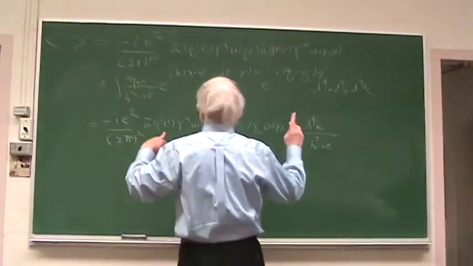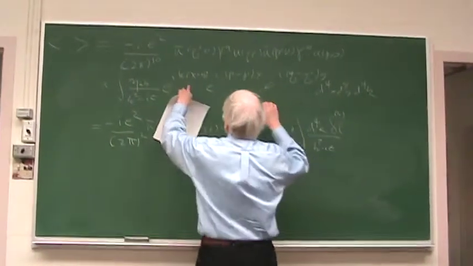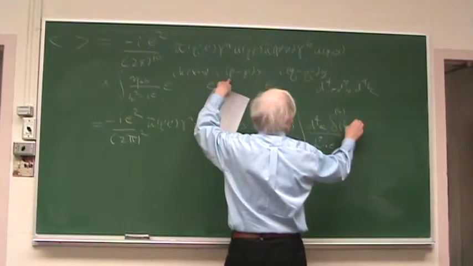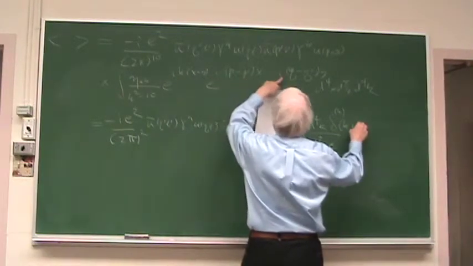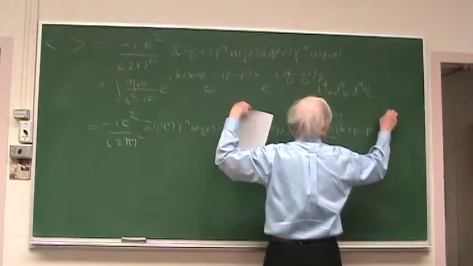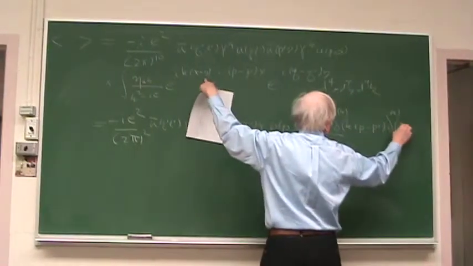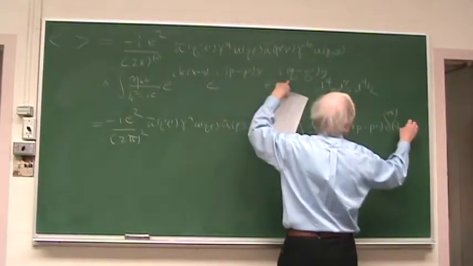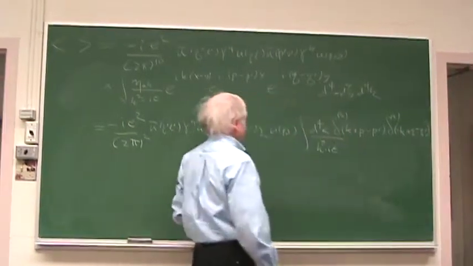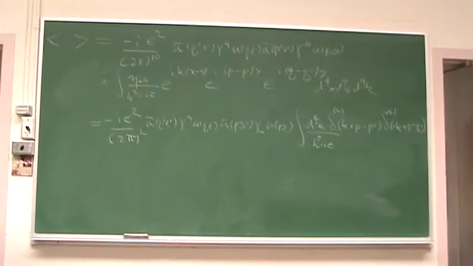And now we have two delta functions, four-dimensional, and you just look at the coefficients here. The coefficient of x is k plus p minus p prime, delta 4, and now y, minus k plus q minus q prime. So bingo, all of a sudden the thing is simple.